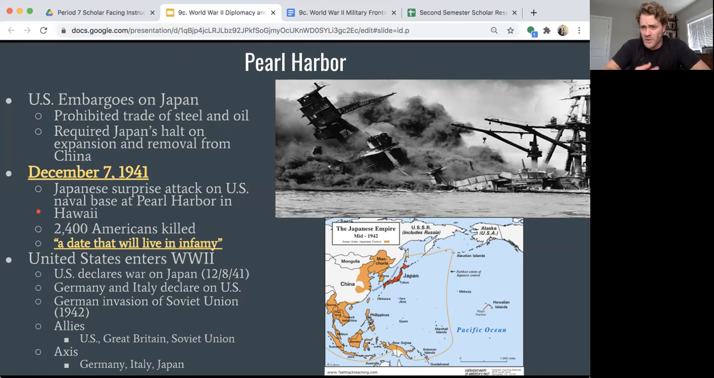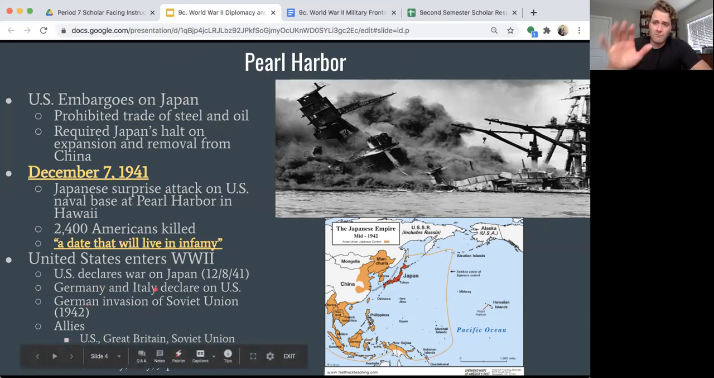Now, it would have been much worse for the United States Navy, but many of their larger ships were out to sea, not at the port, not at the base, out on some training exercises, which actually saved the Pacific Naval Fleet from total destruction. But those boats that are left behind in Pearl Harbor are decimated by this attack by the Japanese. So the very next day, the U.S. declares war just on Japan, because it's Japan that attacked the U.S.